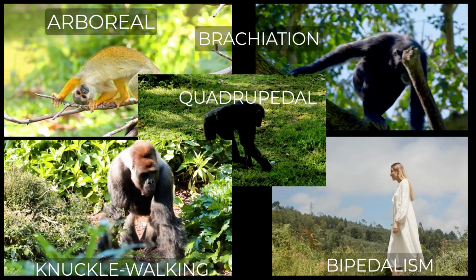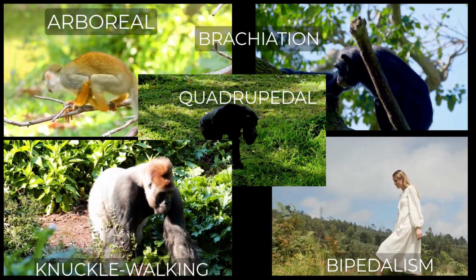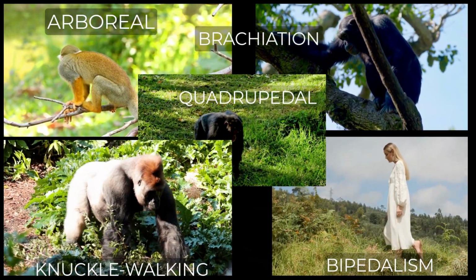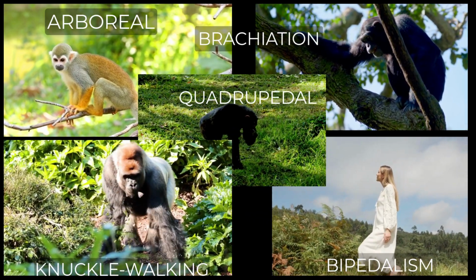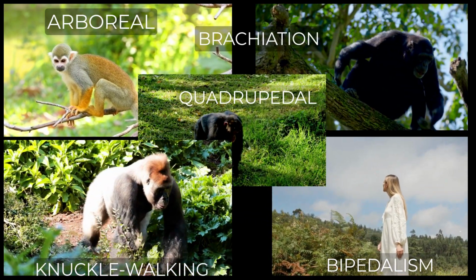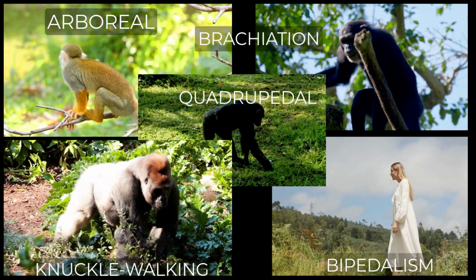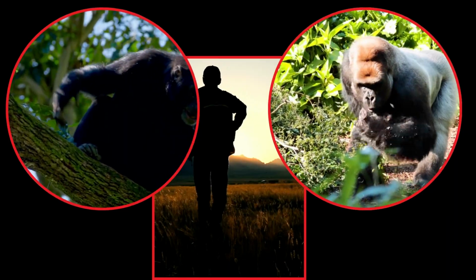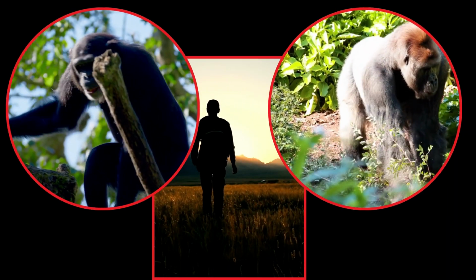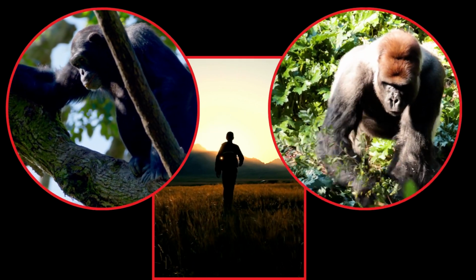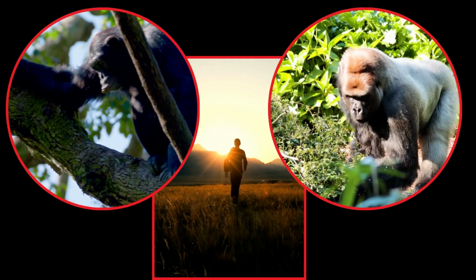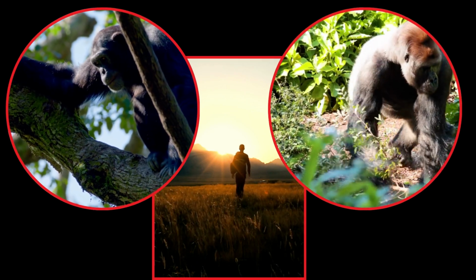In this video, we'll explore the major types of locomotion: arboreal movement, quadrupedal walking, knuckle-walking, and bipedalism, looking at how each worked, the advantages they offered, and the challenges they presented. Understanding these different ways of moving not only reveals the physical adaptations of our ancestors, but also helps explain the path that ultimately led to modern human bipedalism.